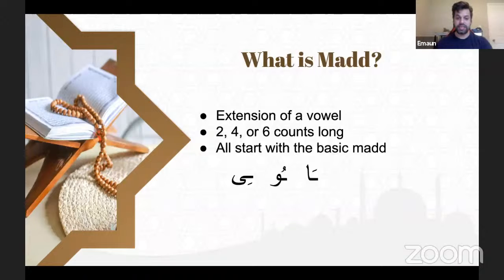In each of these cases, you extend the harakat, the fatha, the dhamma, or the kasra, to 2 counts instead of just 1. So the fatha would become a, the dhamma would become u, and the kasra with ya would be e. You count basically to 2 in your head.